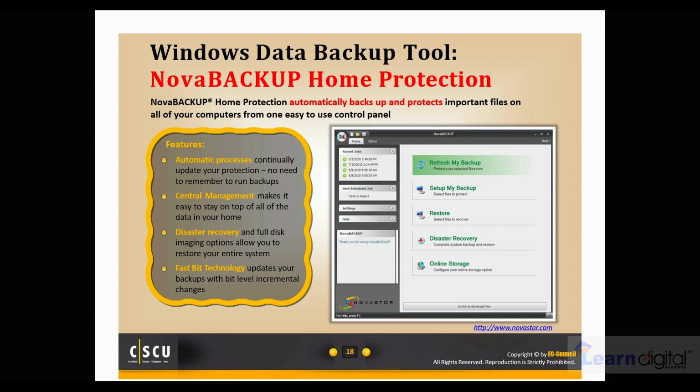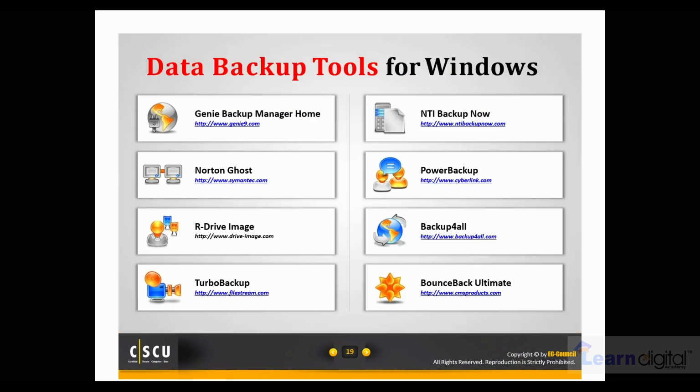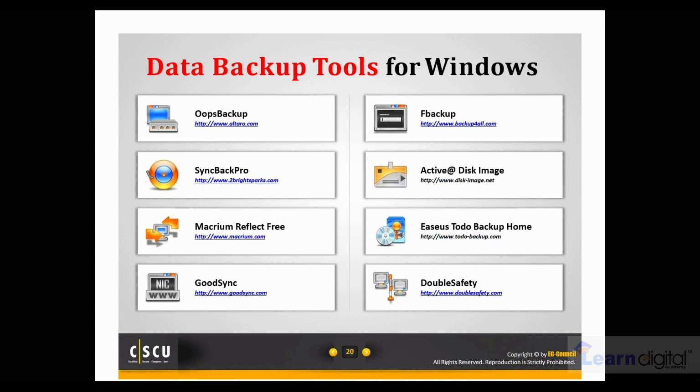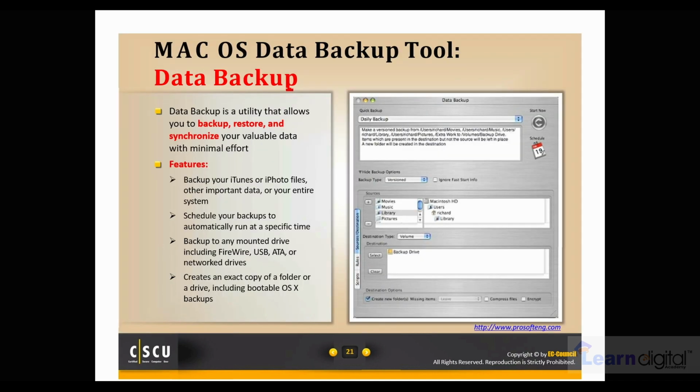Now if you want to use any kind of tool for the backup, I will not recommend it, but you can use Windows data backup tool, Nova Backup. You will get the latest version of the same. If you don't want to use that one, there are a lot of backup tools which you can use. You will get some of them right now, but if that is not available, you can use another one.